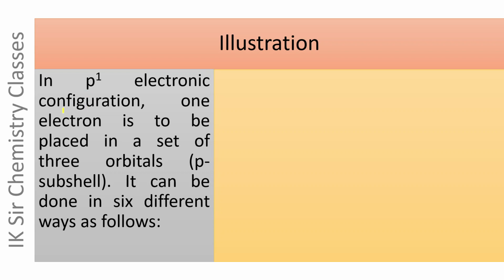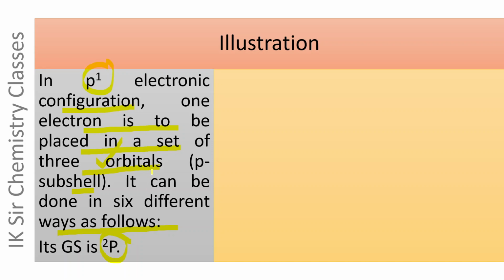In p1 electronic configuration, one electron is to be placed in a set of 3 orbitals, that is the p subshell. In p1 electronic configuration, one electron is to be placed in the p subshell which contains 3 orbitals, and it can be done in 6 different ways. And on writing these microstates, the ground state for p1 electronic configuration has been derived to be doublet P.